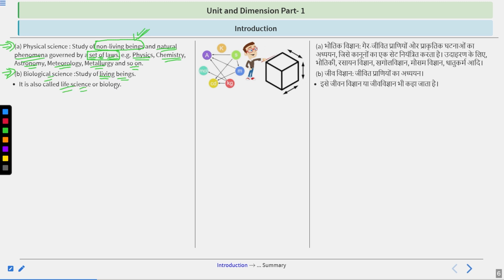That's why it is also called life science or biology, because life science means it contains life. Every scientific fact related to life comes under life science. Biology, on the other hand, is the study of living beings.